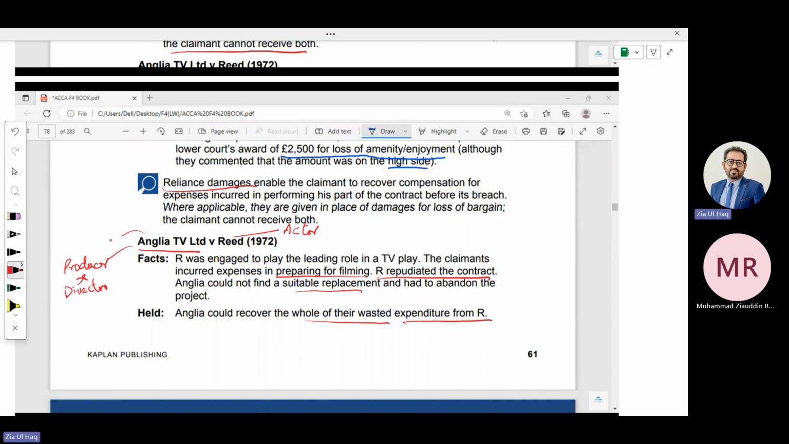Reliance damages enable the claimant, I mean Anglia, to recover compensation for expense incurred, I mean whatever expense they incurred in performing his part of the contract. Where one party performed his part by incurring some expenditure and the other party hasn't performed his part, then the claimant, I mean the innocent party, can claim all the expenses they incurred. So this is called reliance damages. Where one party performed his part and incurred some expense, they can claim in case of breach all the expenses from the other party. Where applicable, they are given in place of damages for loss of bargain; the claimant cannot receive both.